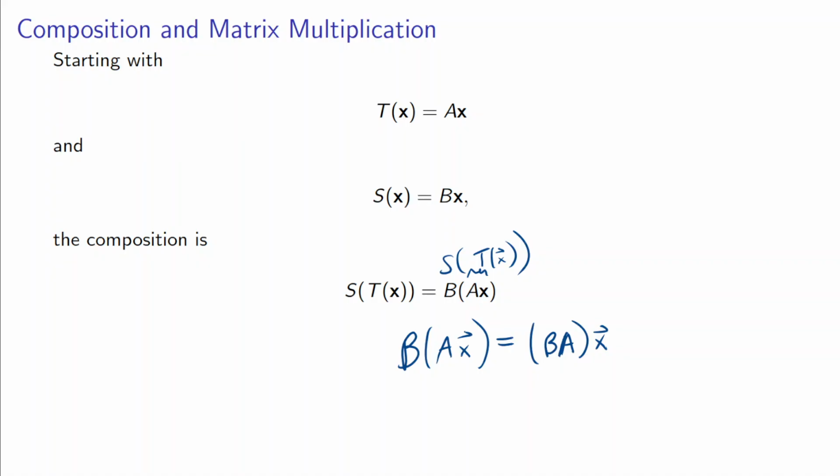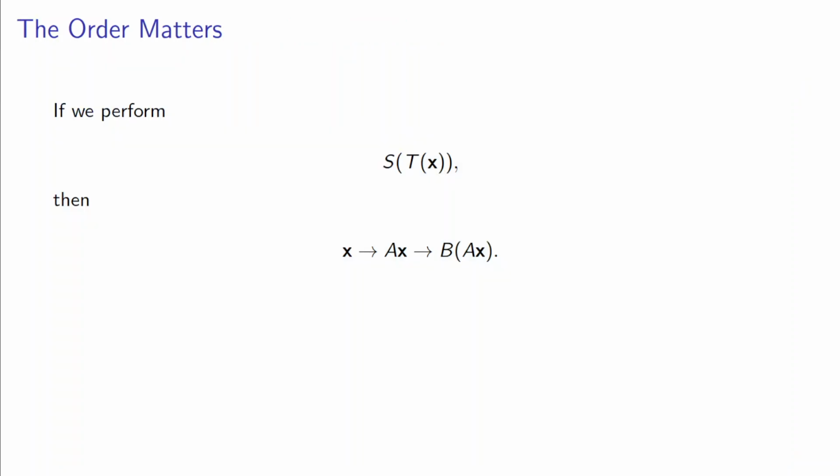And so this gives us a really nice way of studying and interpreting matrix multiplication. It can be thought of as the composition of the transformations that correspond to each of these matrices. One point I want to make here is that the order matters. For S of T of X, we take X to AX, and then we multiply that by B to perform that S operation. So the associated matrix is B times A and not A times B.